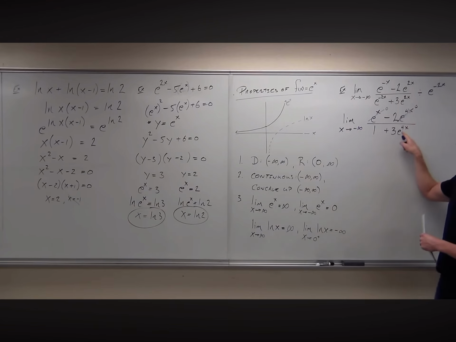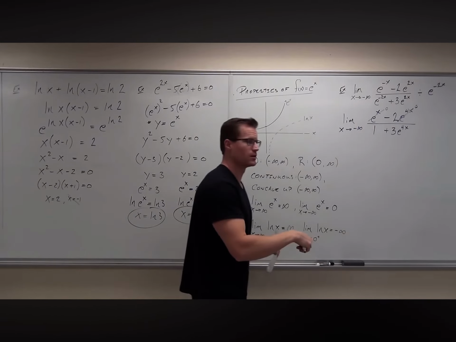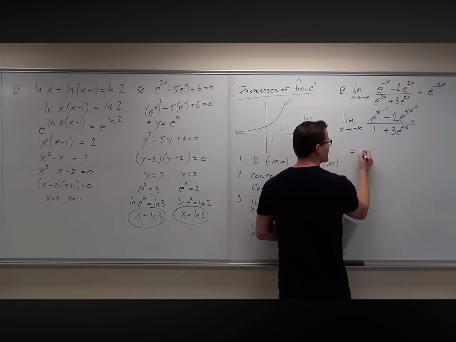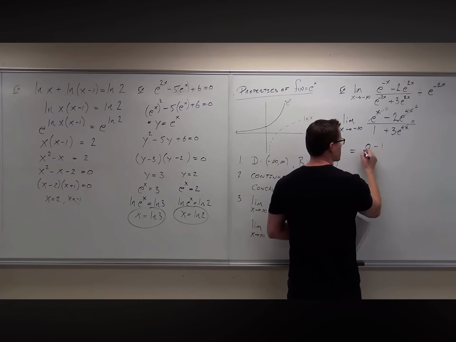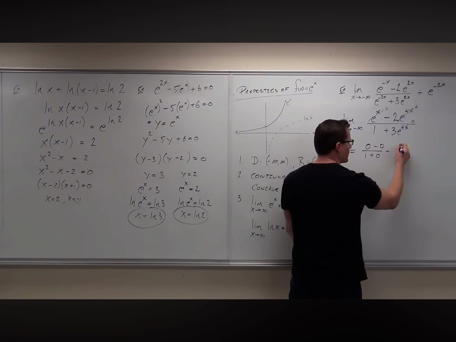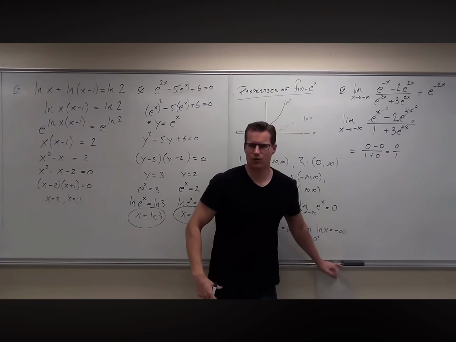We have basically the same thing. How much is e to the 4x again as x approaches negative infinity? It's still 0. So practically, we have 0 minus 0 over 1 plus 0. That's 0 over 1. Is it okay to have 0 over 1?